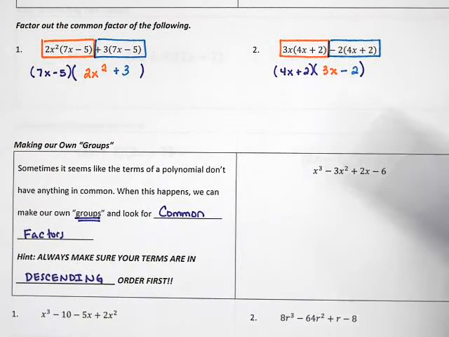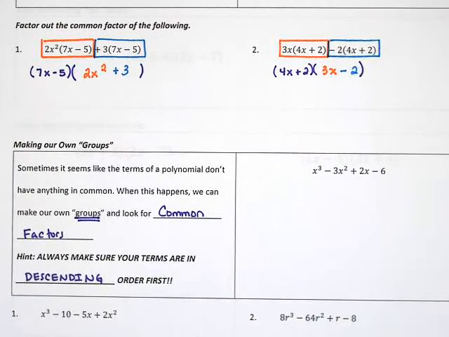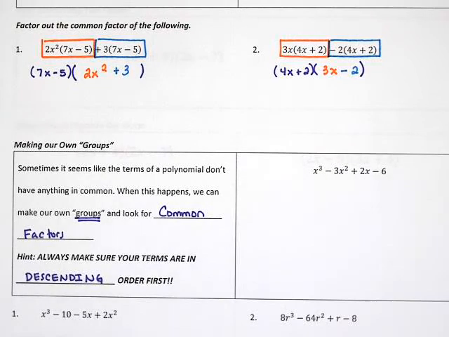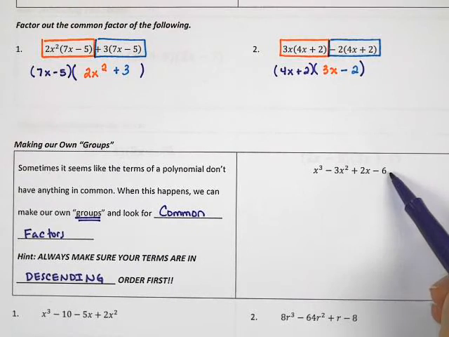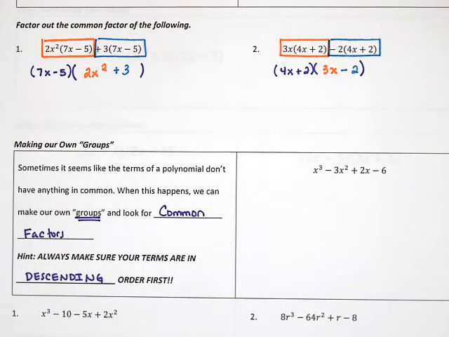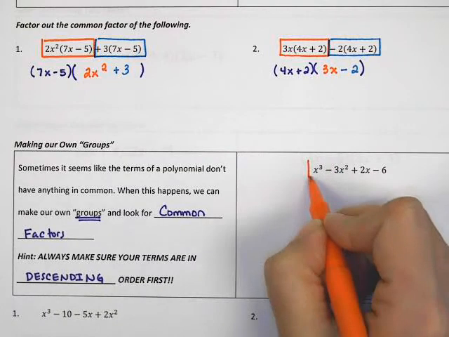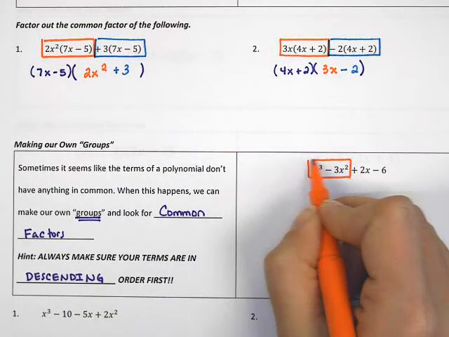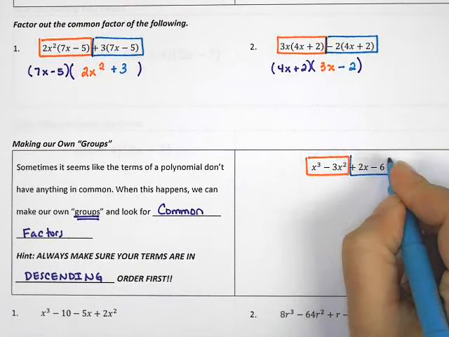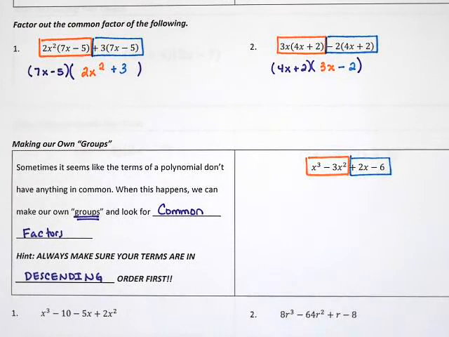In this example, there are 4 different terms. So the first thing I'm going to ask myself is, do these 4 terms have anything in common? Well, since the last term does not have an x, I can't take out any common factors from those 4 terms. So what I'm going to do is make my own groups. I'm going to put a box around the first 2 terms. That's going to be one group. And I'm going to put a box around the second 2 terms. That's going to be another group.